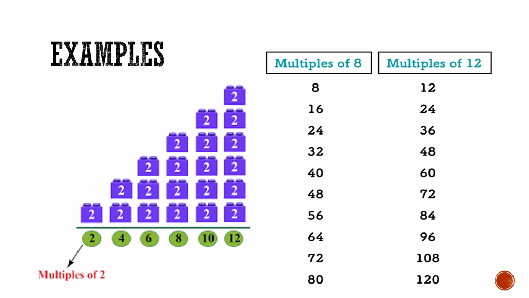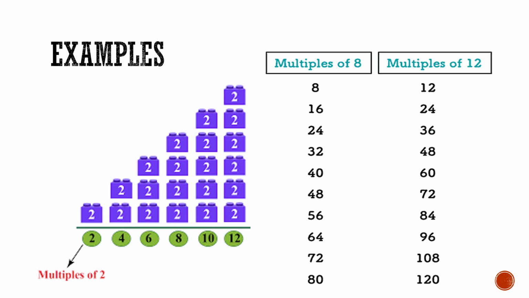Now see the examples of multiples. You can see here some square blocks are arranged. One block is 2 into 1, two blocks 2 into 2 is 4, three blocks are arranged like 2 into 3 is 6. Then you can write four blocks as 2 into 4 is 8. Five blocks are arranged, so you can see there are 2 into 5 is 10 and then 2 into 6 is 12. So multiples are obtained by multiplying with a non-zero number.